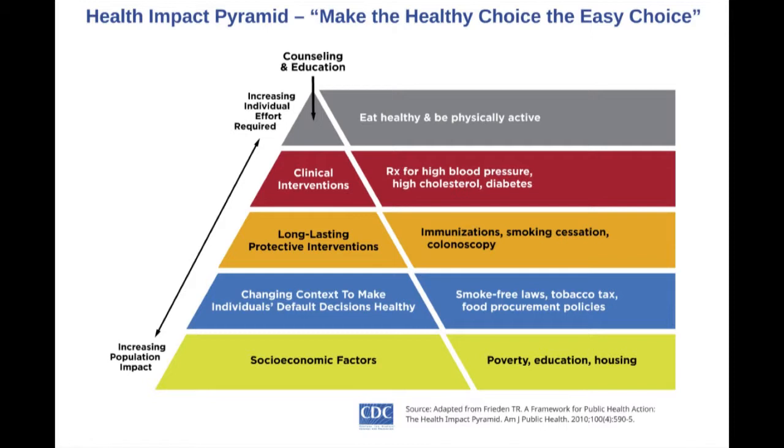You'll recall, if you haven't seen this before, that this pyramid talks about some of the different choices and the population versus the individual health impact. As we were working through our steering team and our MAP process, we wanted to make sure that we focused on policy, systems, and environment when we were setting up priorities.